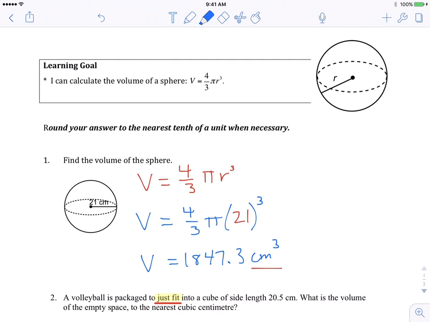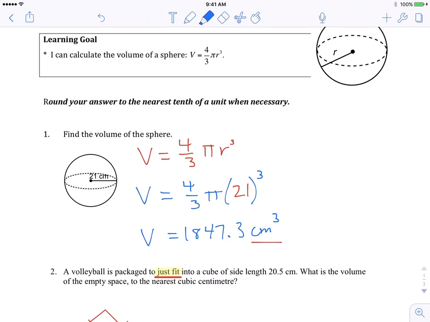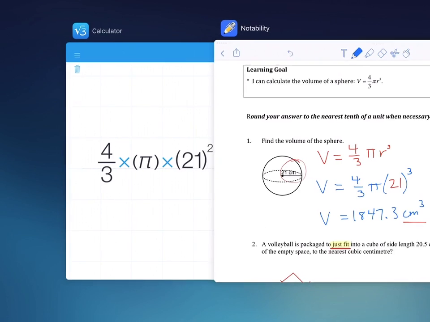I'll double check my calculation here. But basically what we have is the volume of a sphere. In this question, we're given the radius. So volume is 4/3 pi r cubed. We simply input 21 in for the radius and use our calculator. So 4/3 times pi times 21 cubed.